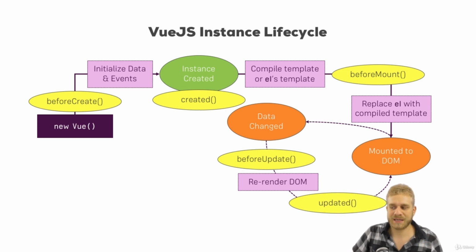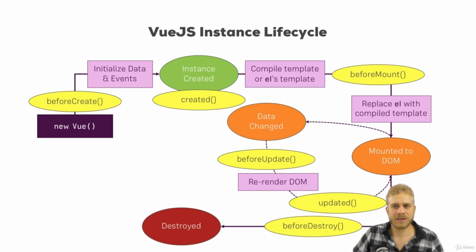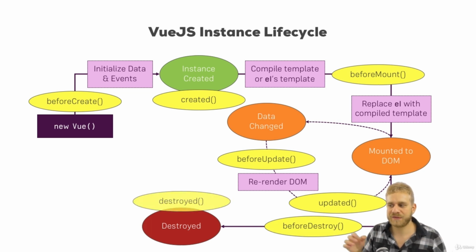We also get the beforeDestroy lifecycle right before an instance is destroyed. I will show you how an instance may get destroyed in a second. This is the Vue.js lifecycle, and it then ends with the destroyed lifecycle hook into which we can tap in right after the instance was destroyed.